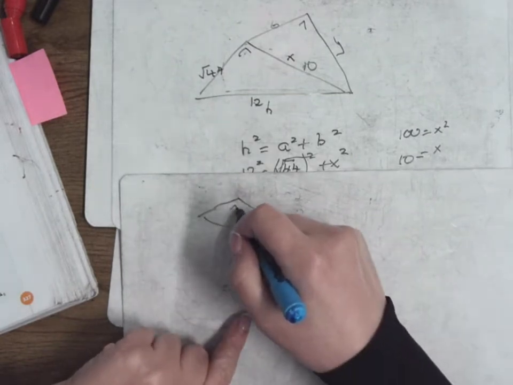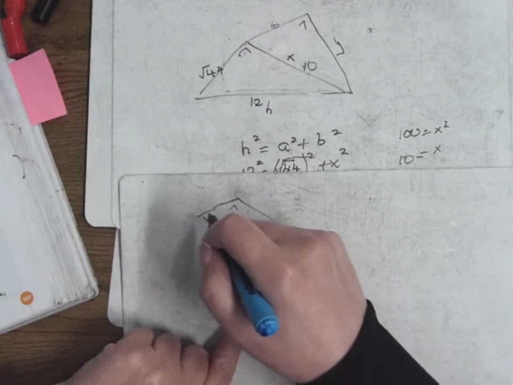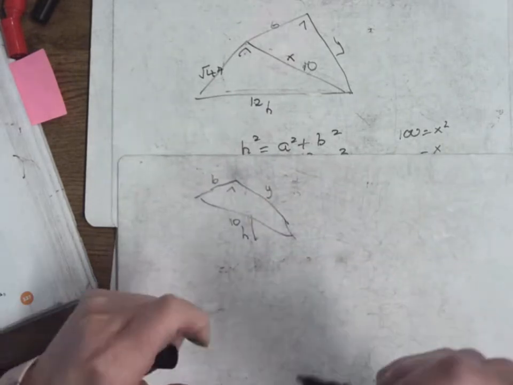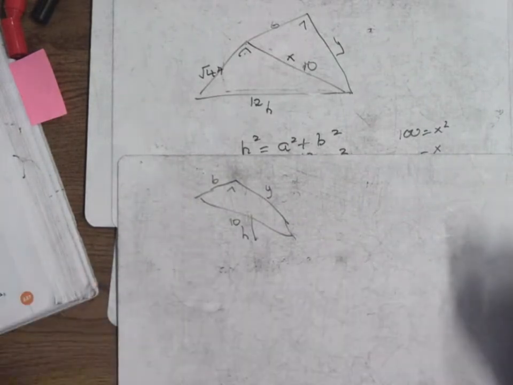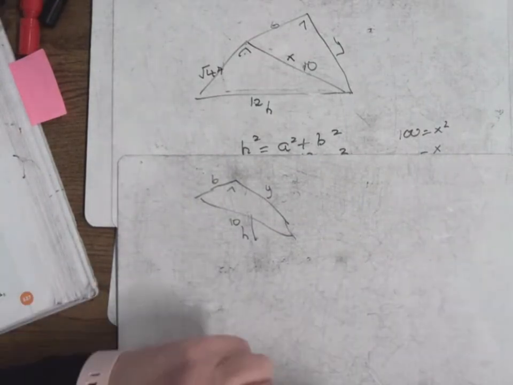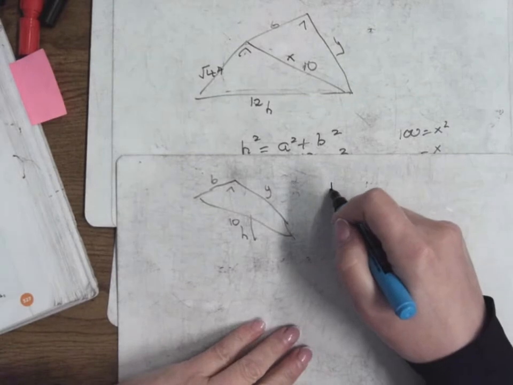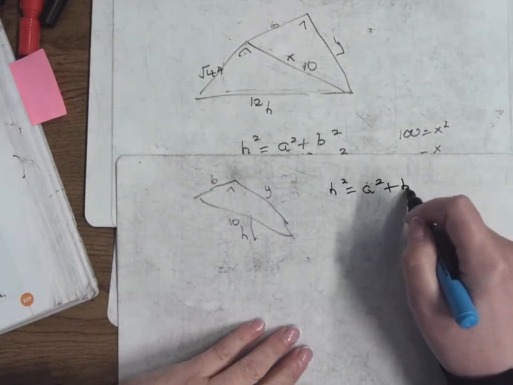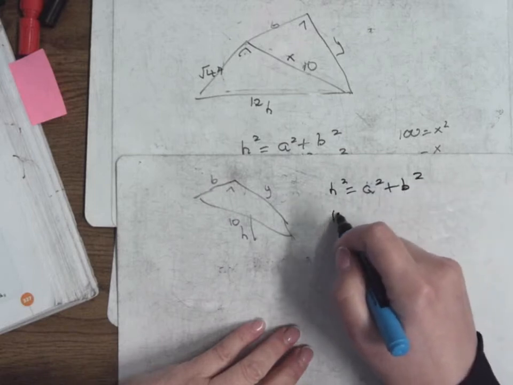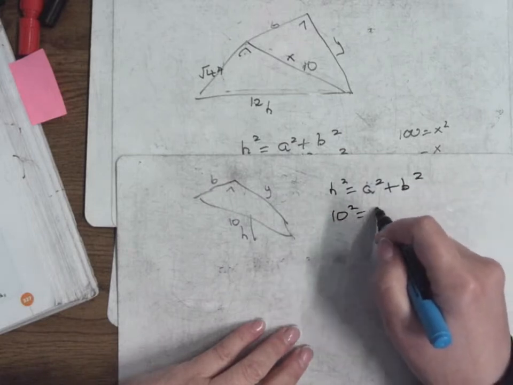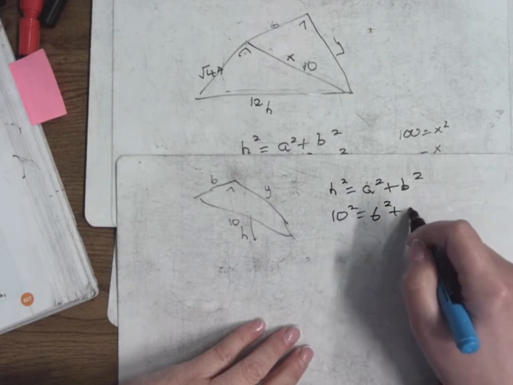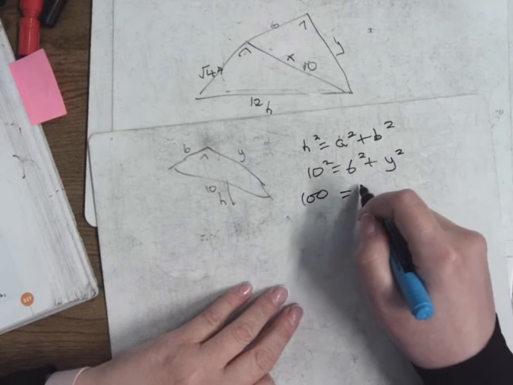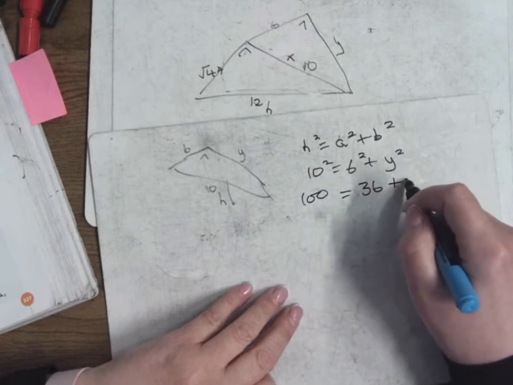That's your right angle. So that means this is 10, this is 6, I'm looking for y. This is the hypotenuse, it's straight across from the right angle. So the hypotenuse squared is equal to a squared plus b squared. So 10 squared is equal to 6 squared plus y squared. So that's 100 is equal to 36 plus y squared.